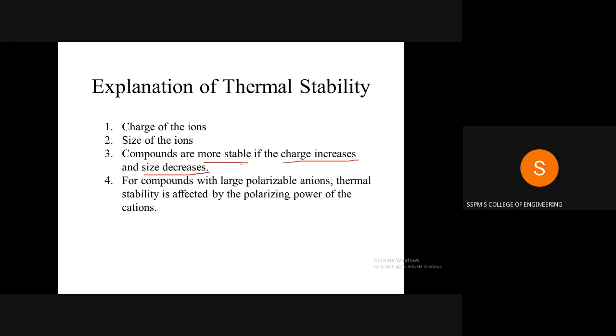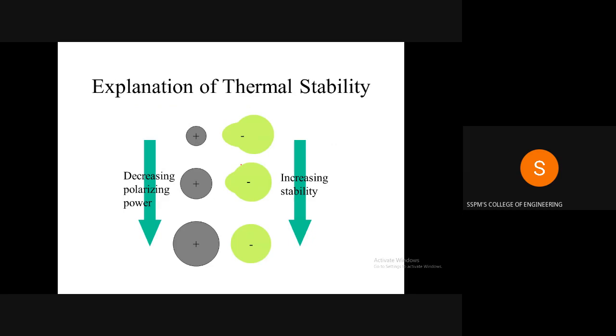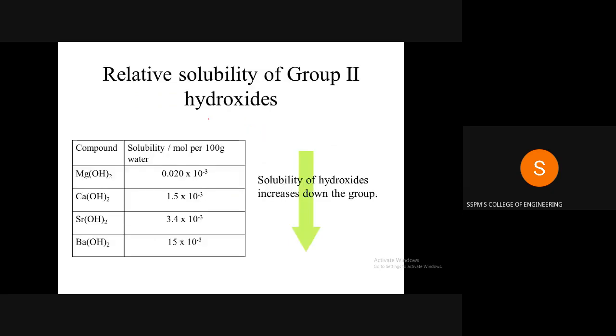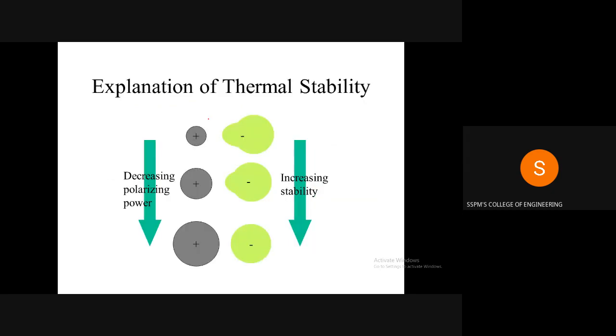For compounds with large polarizable anions, thermal stability is affected by the polarizing power of cations. So decreasing polarizing power, increasing stability. When polarizing power decreases, stability increases. So remember this. Decreasing polarizing power, increasing stability.